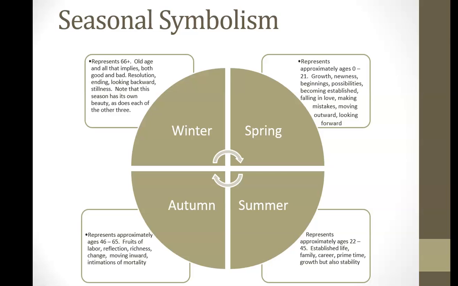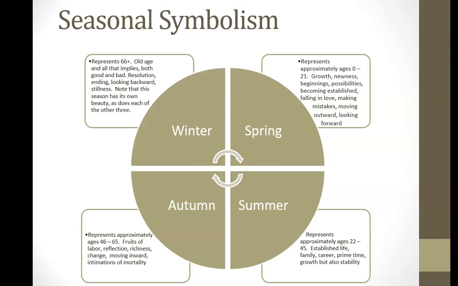Summer indicates very deep roots and establishment. It represents approximately 22 to 45. Again, those are rough age estimates because that definitely varies. Some of us know people who are in their 60s and they're still like Peter Pan. They just don't age, and they don't want to, and they still have a very youthful attitude. But normally it's when you essentially establish your career, your family. There's still lots of growth, obviously, in summer, but also a lot of stability. It's kind of the idea of putting down roots.